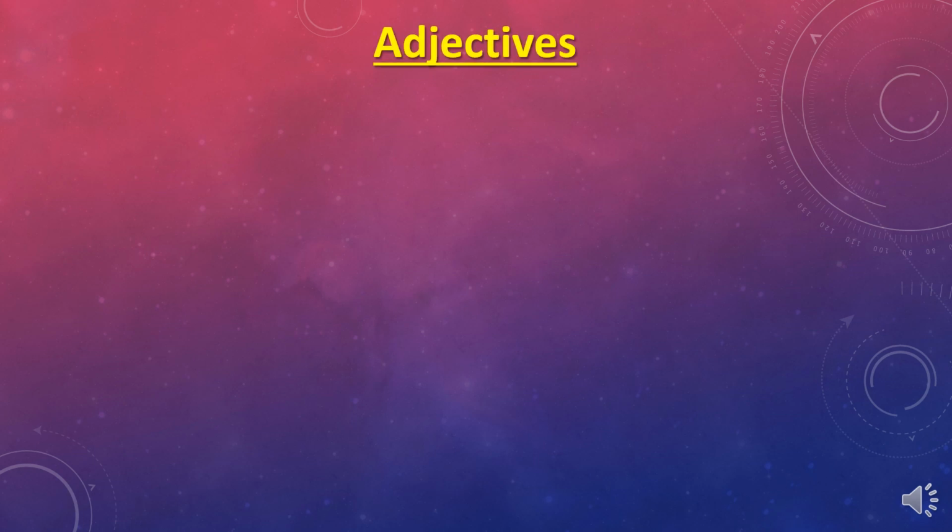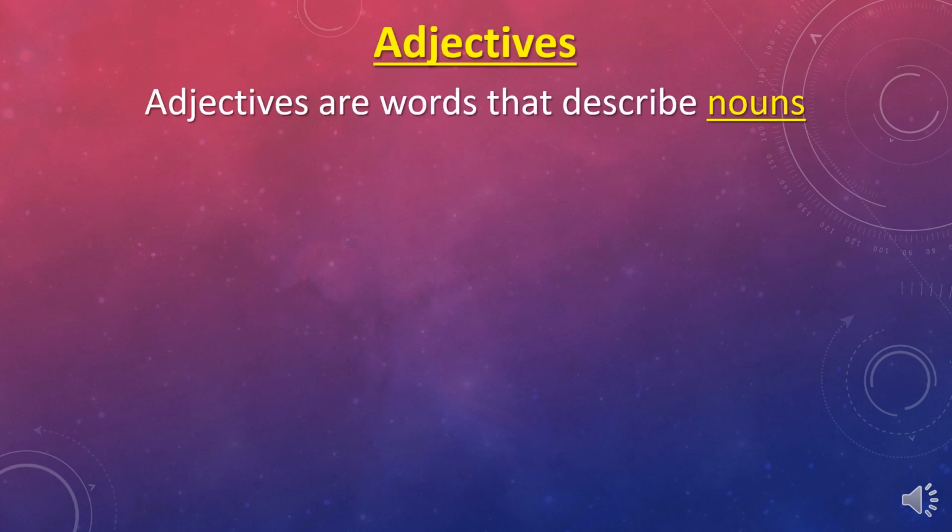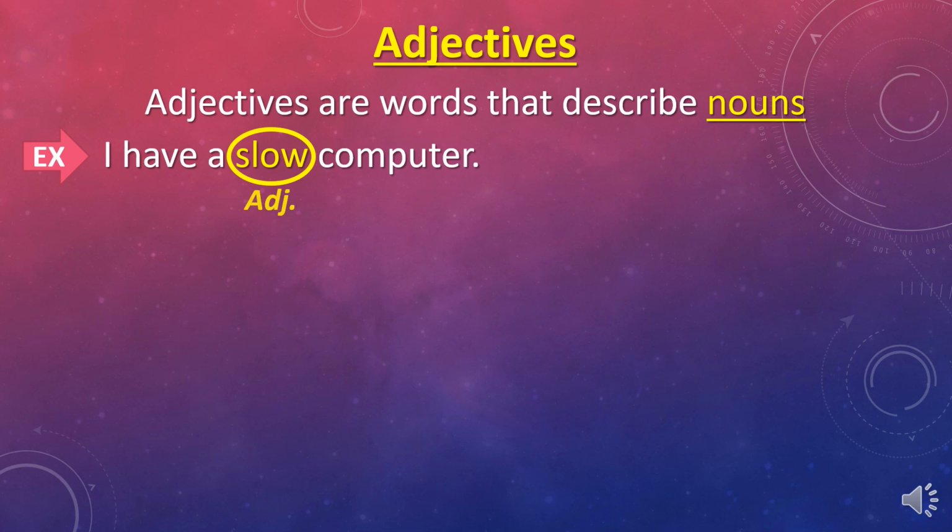So what are adjectives? Adjectives are words that describe nouns. For example, I have a slow computer. Where is the adjective here? Slow. Slow is the adjective. And what does it describe? It describes computer. Okay, computer is the noun. So adjectives like slow describe nouns like computer. Okay, a beautiful girl, a long dress, a red shoe. Okay, so adjectives describe nouns.